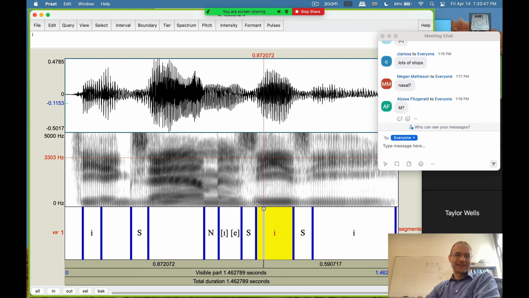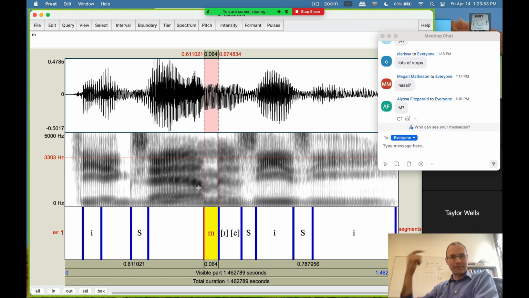Got to vote for M. That's a good vote. That's an M right there. For bilabials, the formant transitions go down into them. And this is a good example of that.